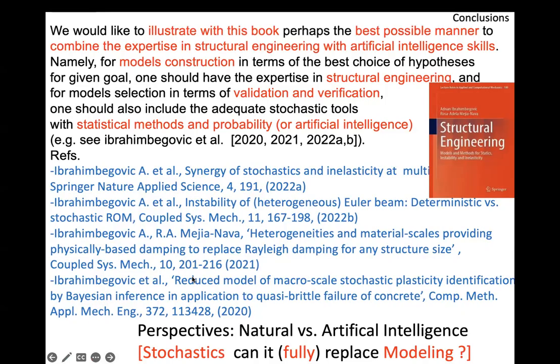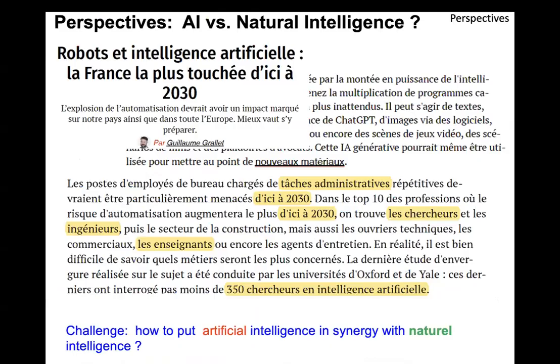So the perspective is whether natural and artificial intelligence, whether stochastic methods, can fully replace modeling. I'm not really sure. I don't think so, because this statement, if you read all the way to the end, was given by 350 researchers in artificial intelligence. Every good researcher thinks that his or her domain is the best domain in the world. And if you don't think that you can do better than the other guys, you're not a good researcher. This is the first quality. So whether they're right or wrong, time will show.